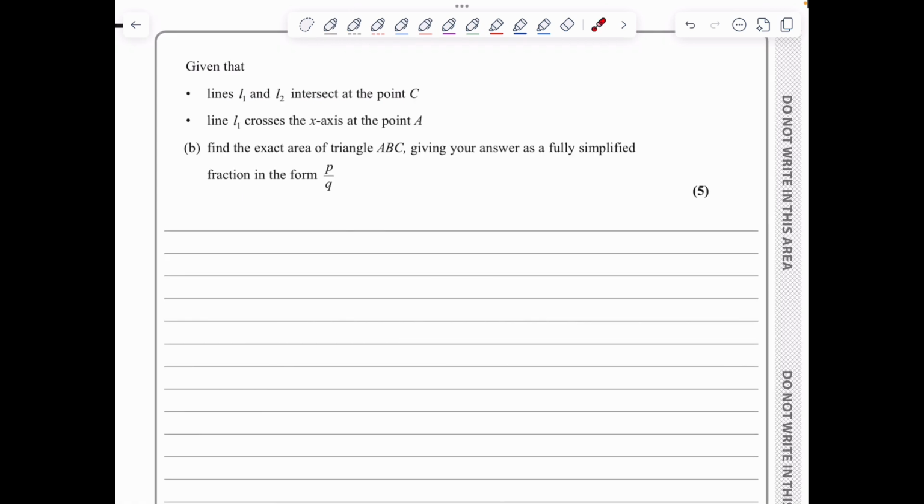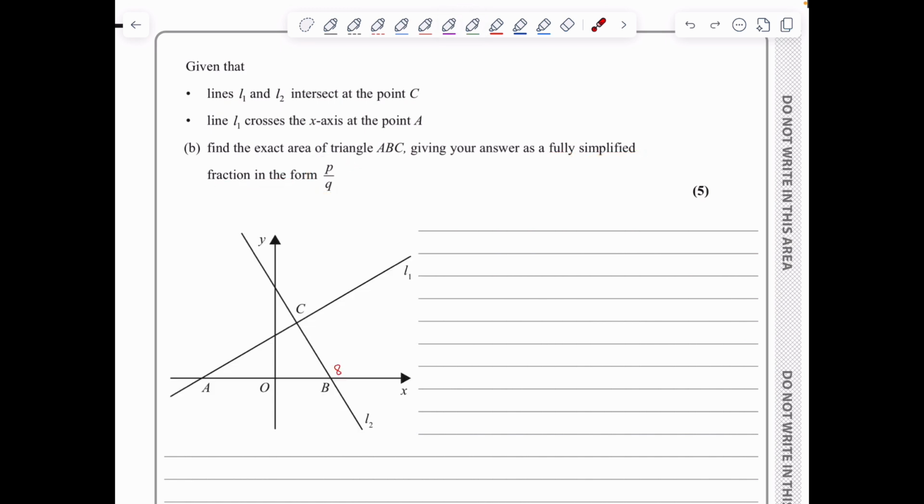Now, given that the lines L1 and L2 intersect at the point C and line L1 is crossing the x-axis at the point A, we need to find the exact area of triangle ABC, giving our answer as a fully simplified fraction in the form p over q. So this is the diagram we had. We've got the equations of the straight lines L1 and L2 respectively, and we need to find the area of triangle ABC, which is what I've shaded here.